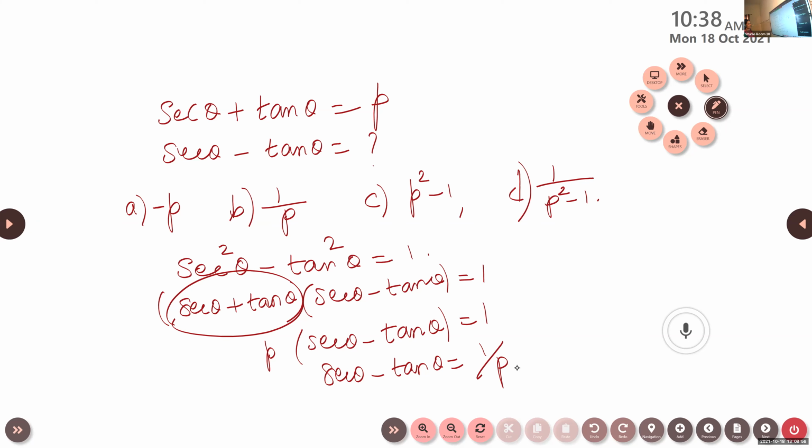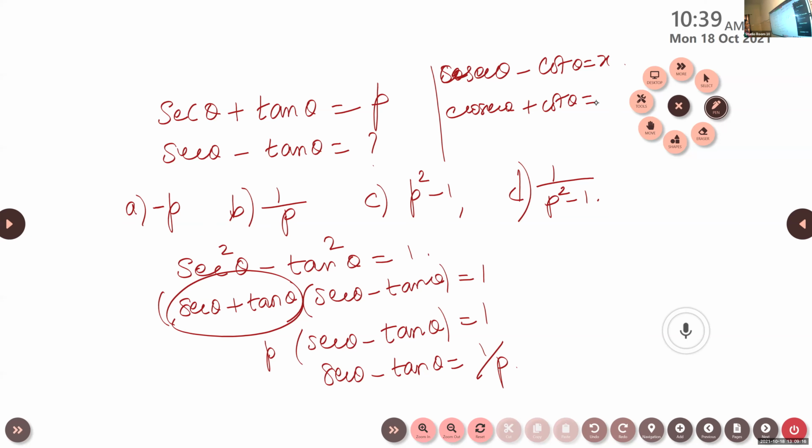Is the method okay? Similar questions will be asked like this, children. Suppose cosec theta minus cot theta is x. What will be cosec theta plus cot theta? What will be the answer?